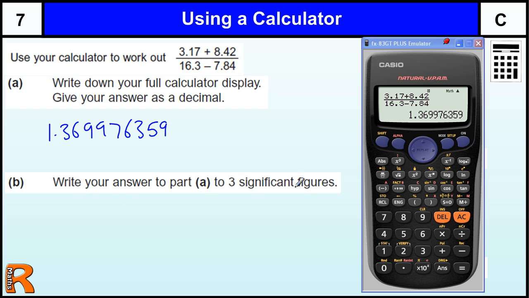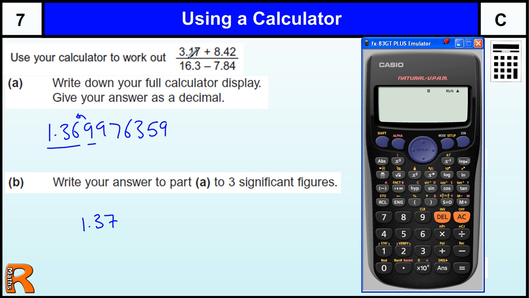And then write your answer to part B in 3 significant figures. So there's our first 3 digits, so it's going to be 1.3, and then we think about what's going on here. This number rounds it up to 1.37 to 3 significant figures.